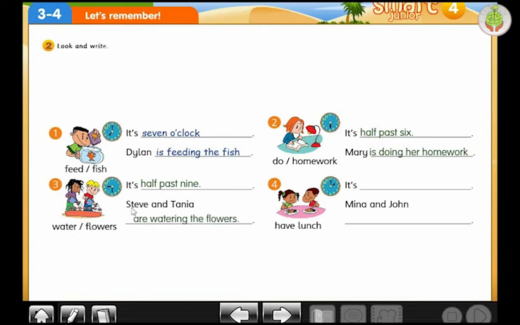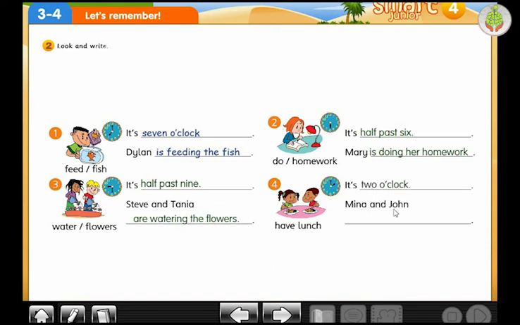They are, or Steve and Tanya are. Why did we use are? We didn't use is because we have here plural. We use are for plural. Steve and Tanya are watering the flowers. Now, number 4, what time is it? It's 2 o'clock. Very good.